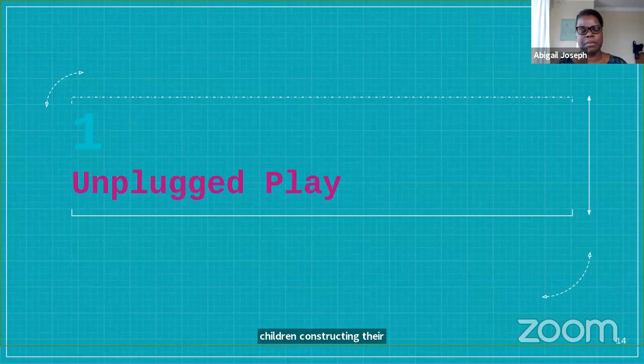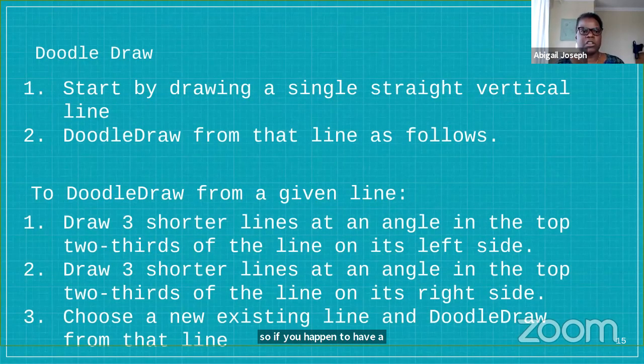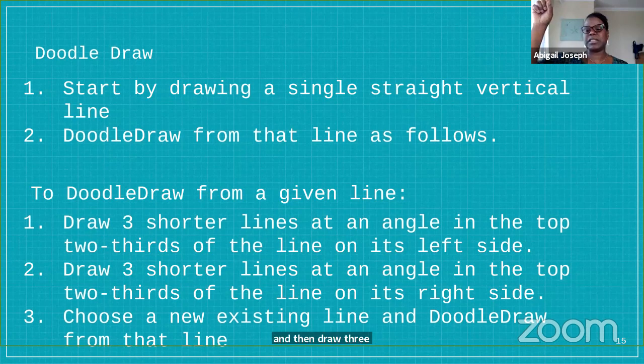So if you happen to have a piece of paper or a pen handy near you, you can kind of play along. I have some instructions here that are going to get you to draw a doodle. And if you don't have anything, you can just imagine. Draw a single straight vertical line, and then from that line, do the following. Draw 3 shorter lines at an angle at the top, and then draw 3 shorter lines at an angle on the top right. So you have a line, you have 3 angles coming out, and then you're going to just choose one of those lines and repeat that process again.